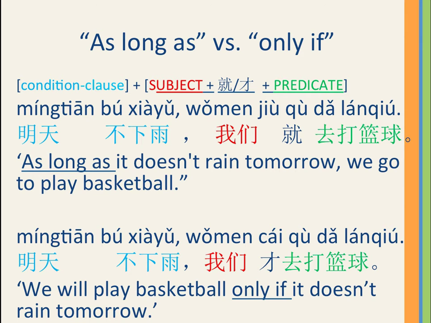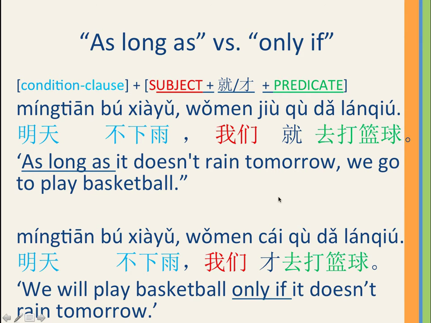So if you're talking about going to play basketball, depending on the weather, you can say 明天不下雨，我们就去打篮球。If it doesn't rain tomorrow, we'd go to play basketball. 明天不下雨，我们就去打篮球。The same sentence, switching only the adverb to 才, the meaning gets opposite. 明天不下雨，我们才去打篮球。So we won't play basketball unless it's not raining tomorrow.